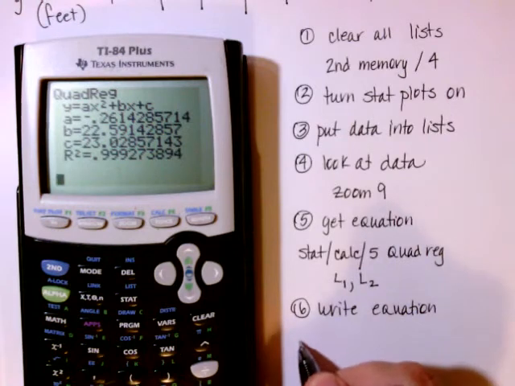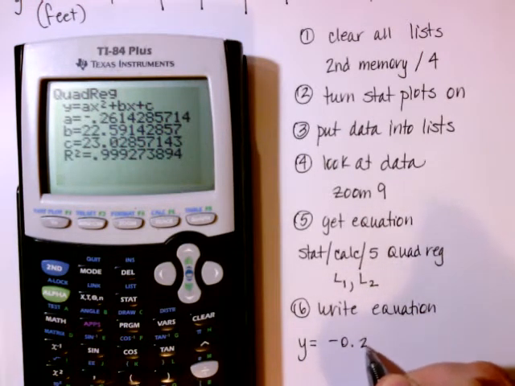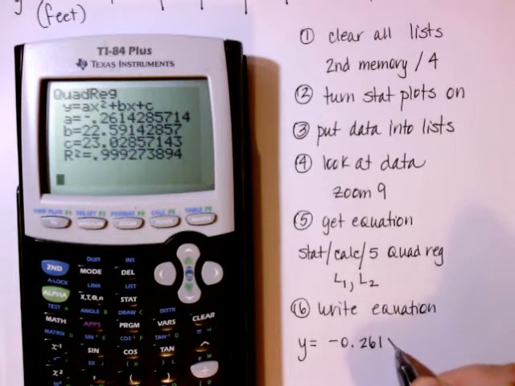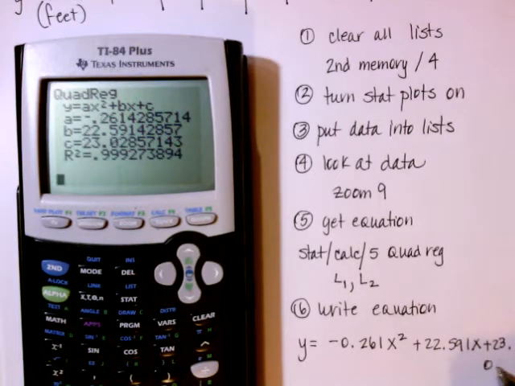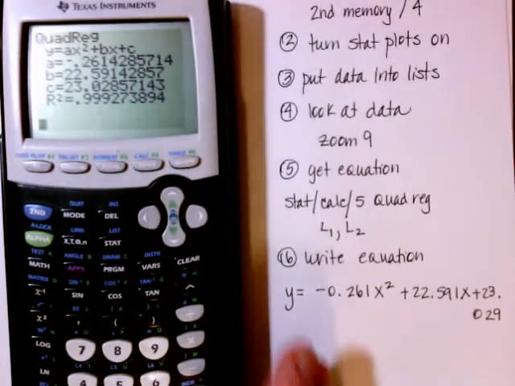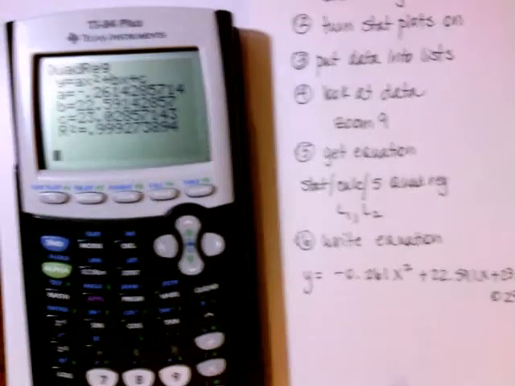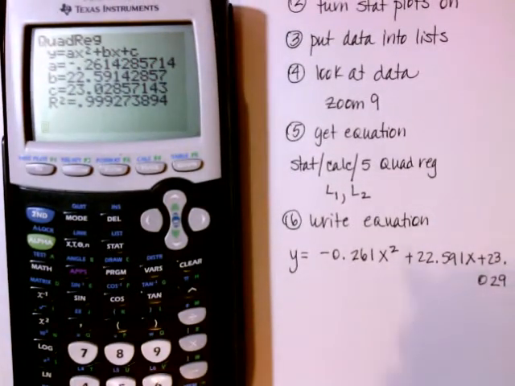So now that equation is y is equal to a negative 0.261 x squared plus 22.591x, and then plus 23.029. I ran out of room. Always rounding to the 3rd decimal place. Alright? So we're getting closer to being done.